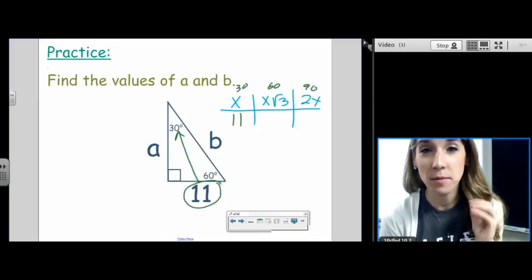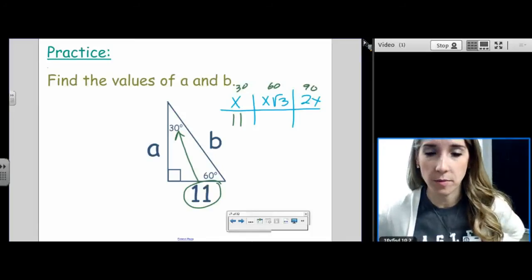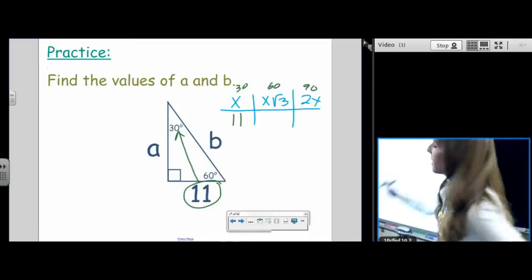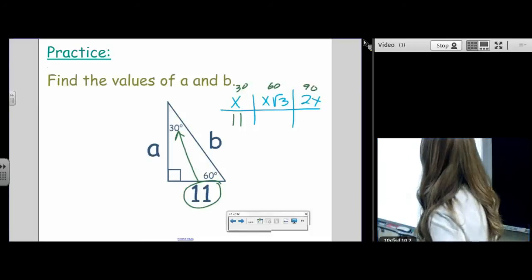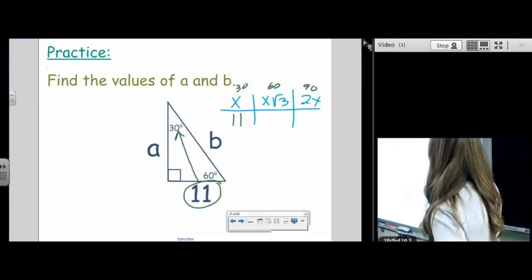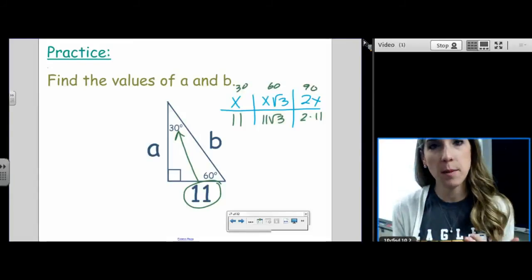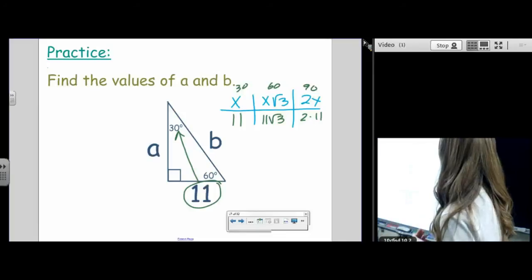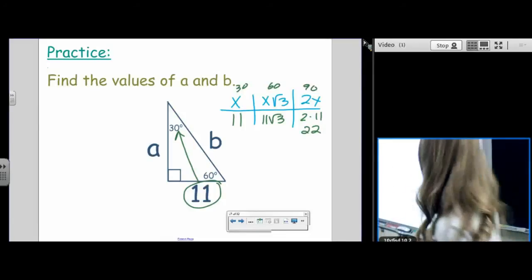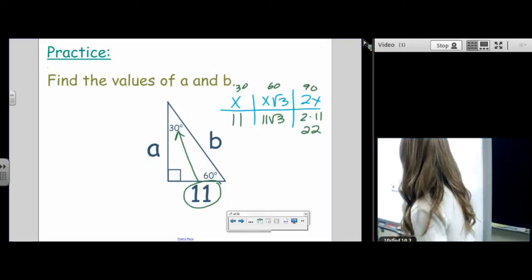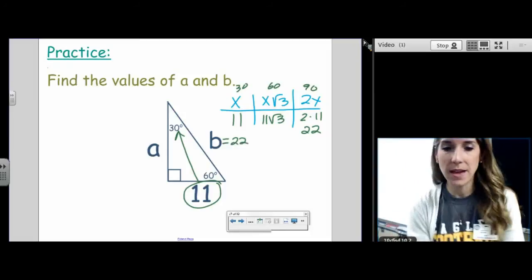I know that this problem is too easy to use the chart on. I just want to show you how to use the chart because you might need it for the tougher problems. Once you put the side in the right column of the chart, you just follow the chart. x, x root 3, 2x. If any of the columns need simplifying, you would simplify them. And then you just put the sides right back on the triangle where they go. You put the largest one across from 90, and you put the medium one across from 60. So A is 11 root 3, and B is 22.